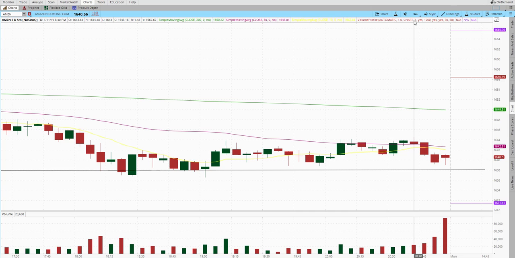5 trades, all 5 were positive. I would say 2 of them were for scratches, and 3 of them for decently sized gains based on the account that we are currently trading.